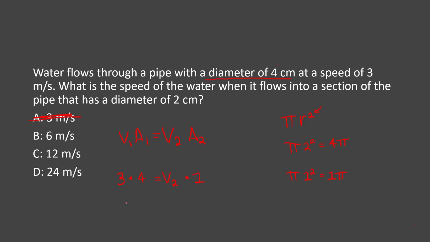And so 3 times 4 is 12, so 12 equals V2. And so the correct answer here is going to be C. And I hope my method of solving it made sense. A bit of a strange or perhaps unintuitive method, but it really just requires you to understand that area 2 is really 1/4 of area 1, and therefore velocity 2 is going to have to be 4 times velocity 1. So the correct answer here is going to be C.